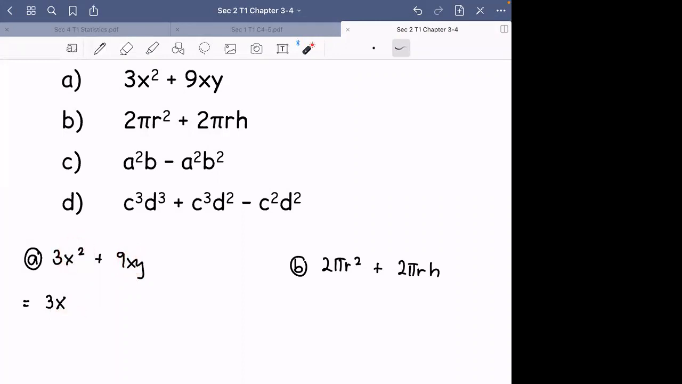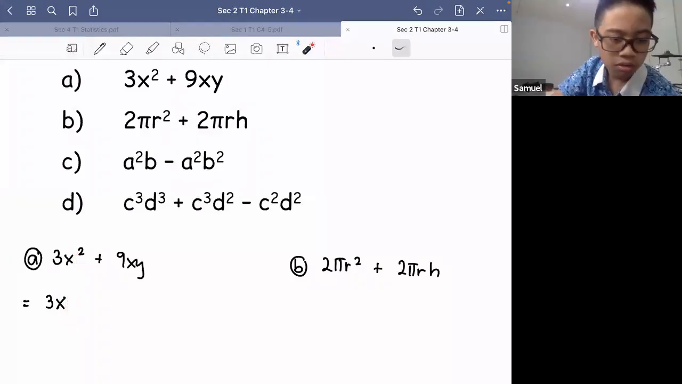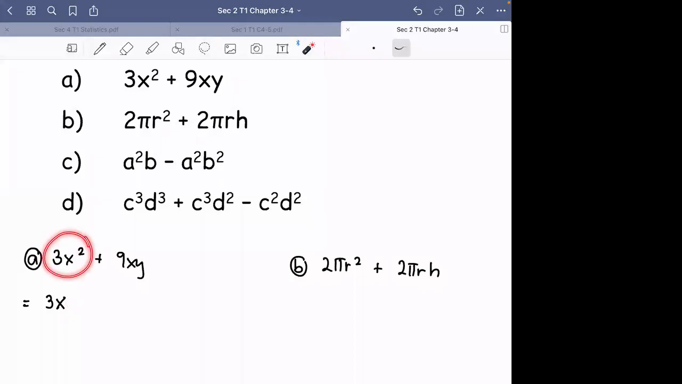And how about y? Can we put y here as our common factor? Yes or no? No, because your first term doesn't have any y in it, only the second one. That's why it's not common. So that means 3x is your common factor. What do we do next? We draw a bracket, and then we divide each term by 3x.